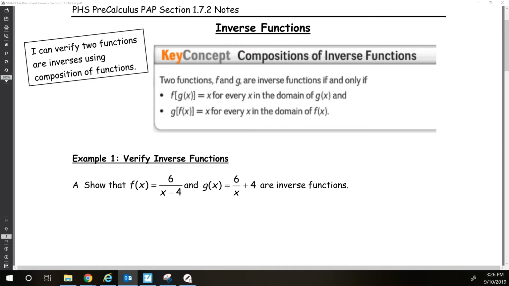So, example number 1, we want to show that f of x, which is equal to 6 over x minus 4, and g of x, which is 6 over x plus 4, are inverse functions. And we're going to use composition of functions to do that.